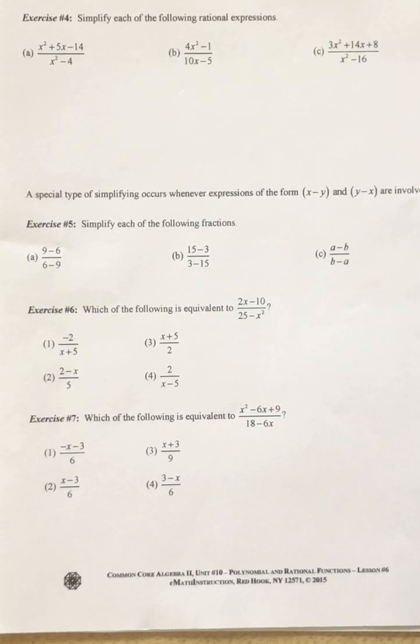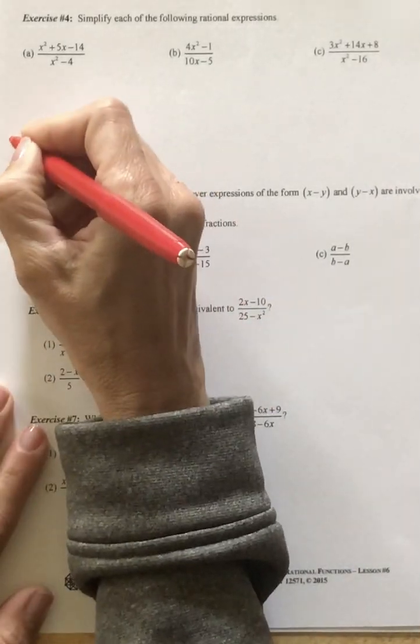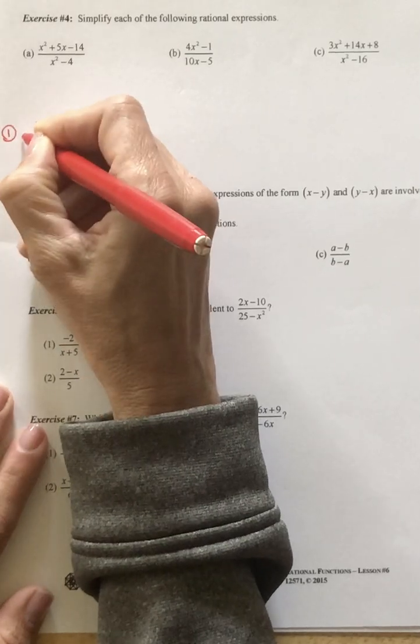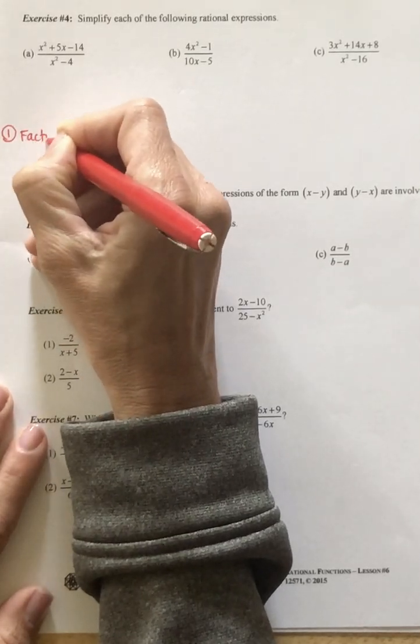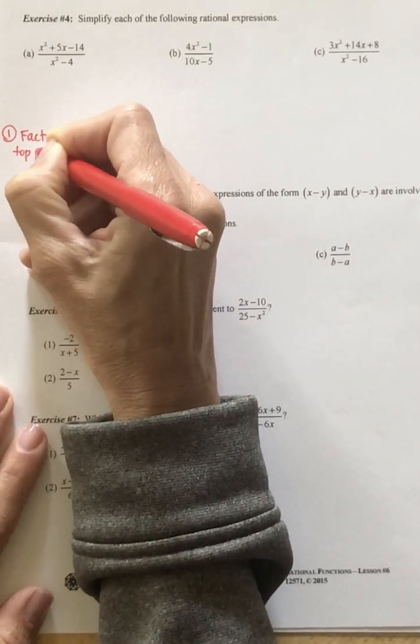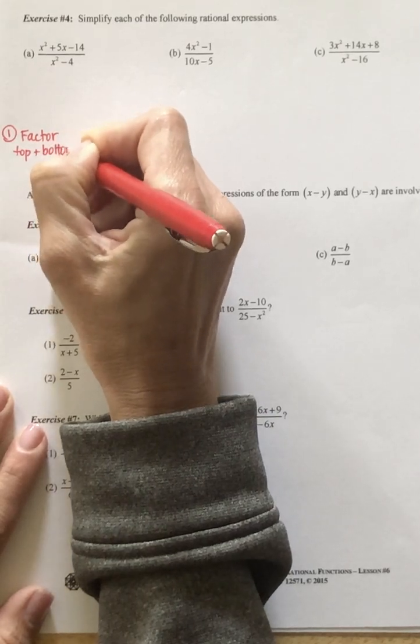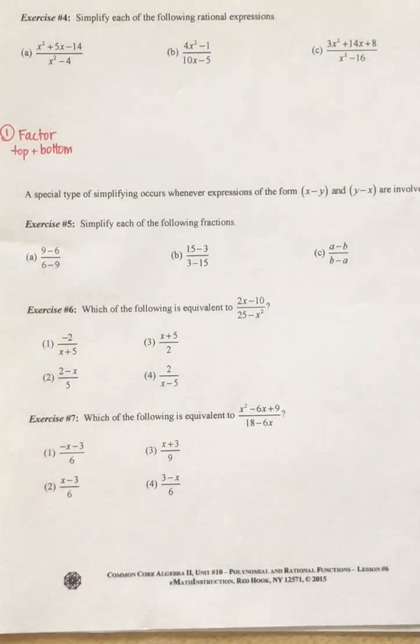So example 4 is going to be a little bit different, but not impossible as long as you know how to factor. So I'm going to put some steps right here. The first thing you want to do is look to factor top and bottom, numerator and denominator. So look to factor all those.